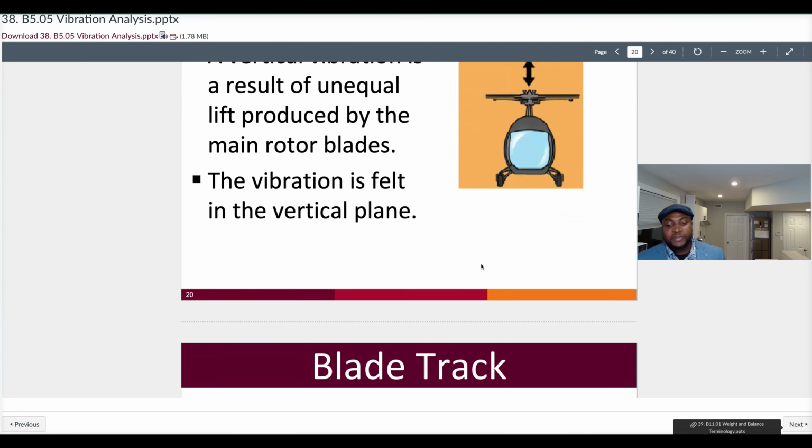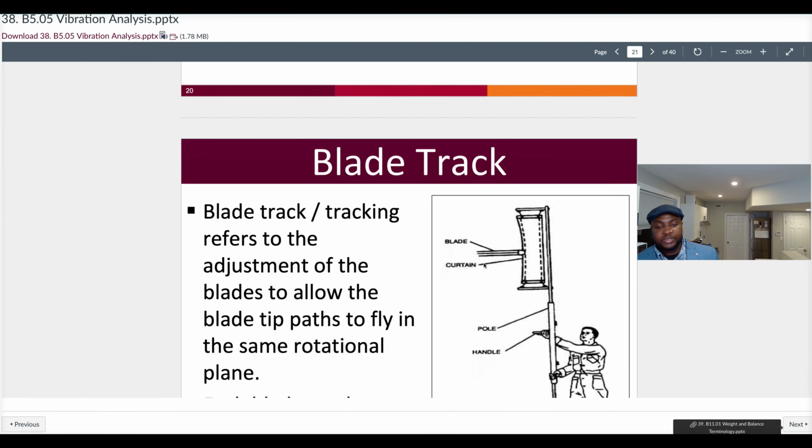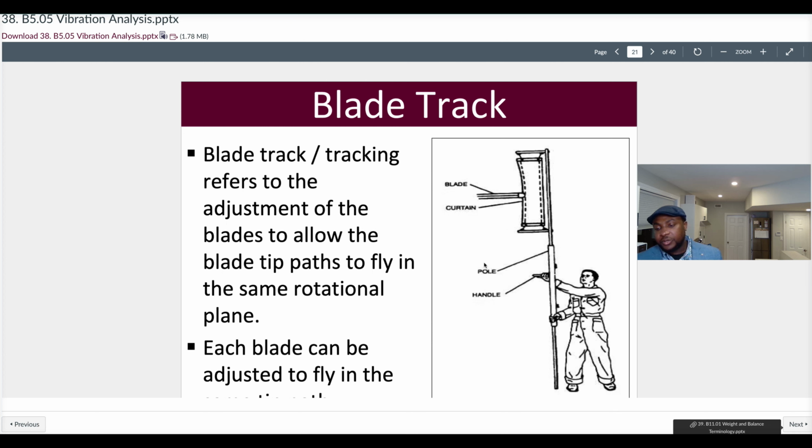The vibration is felt in the vertical plane. This is the antiquated method for tracking blades. Blade tracking refers to the adjustment of the blades themselves to allow the blade tip path to fly in the same plane of rotation. So if one blade was flying in this plane of rotation and every other blade was passing through the same tip path plane, we say that the blades are in track. If one of them was sticking up or sticking lower, we say that blades are out of track.